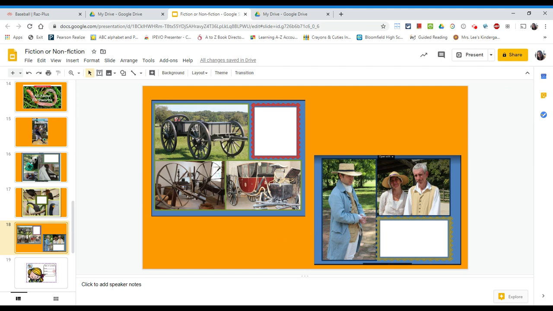Boys and girls, today and every day, when you are reading nonfiction books, think about the topic of the book and the author's job in creating the book.